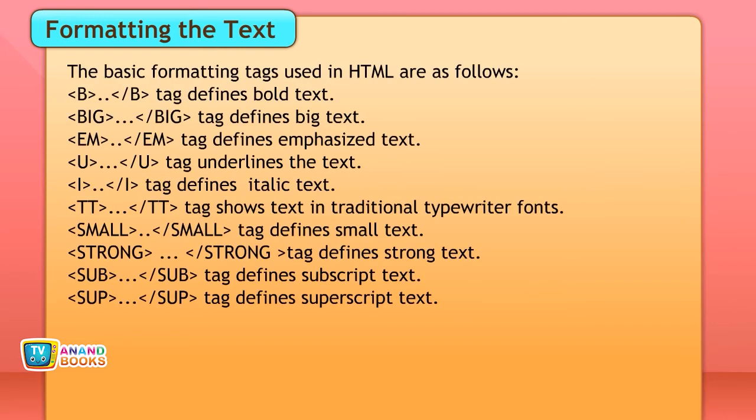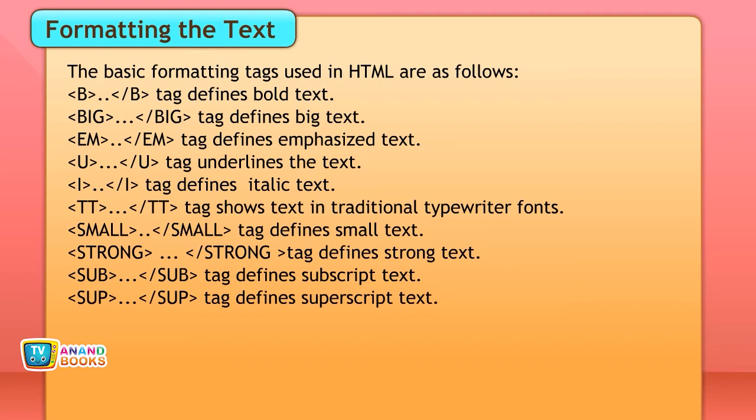Formatting the text. The basic formatting tags used in HTML are as follows. B tag defines bold text. Big tag defines big text. EM tag defines emphasized text. U tag underlines the text. I tag defines italic text. TT tag shows text in traditional typewriter fonts.